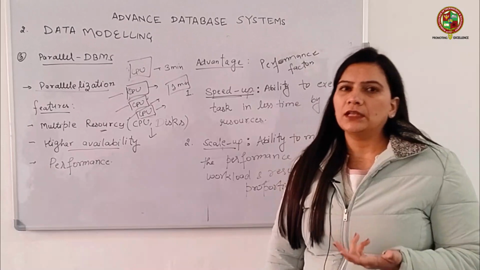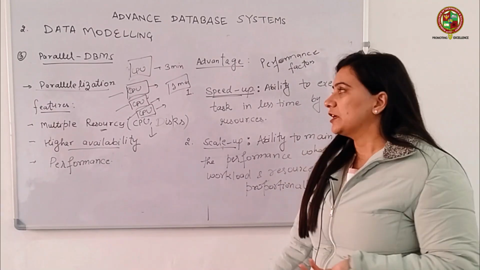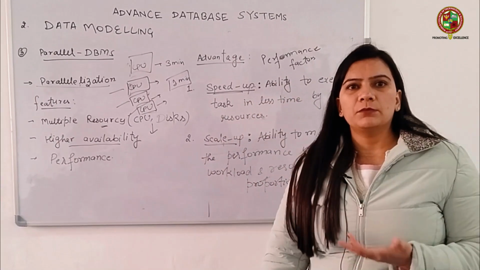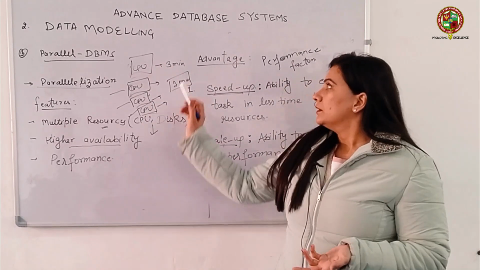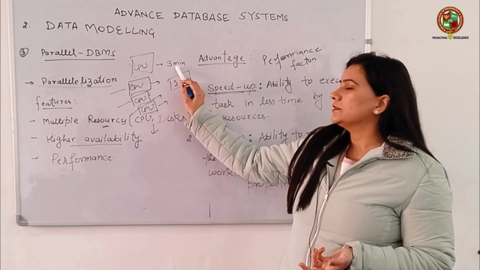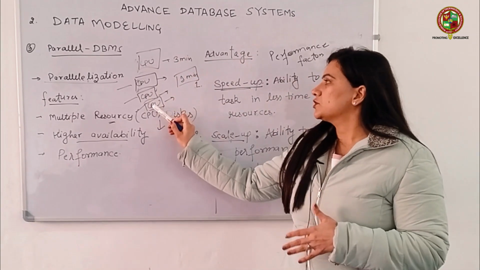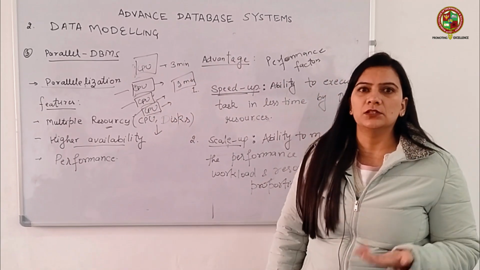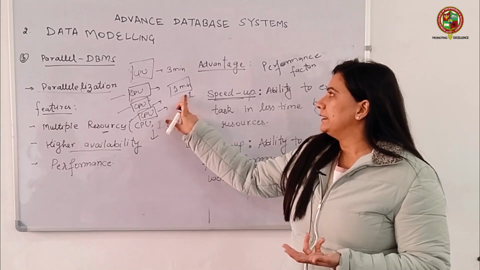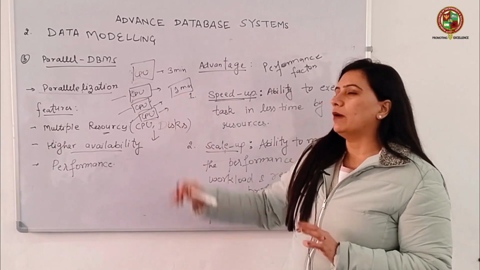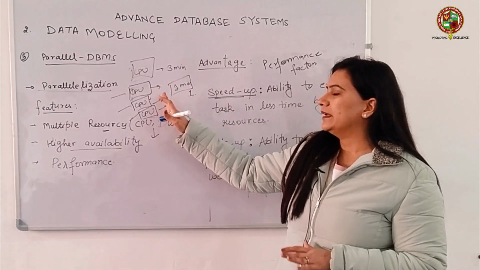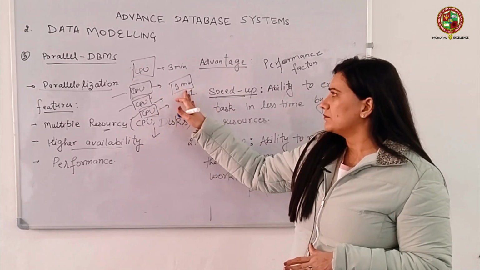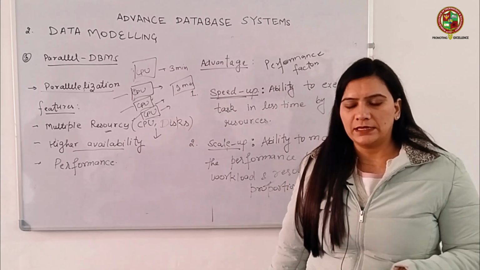How can we do that? We can perform that operation by increasing the number of resources, like we have done in this example. If we have one CPU, the total time taken by that CPU is 3 minutes, but if we increase the processors to 3 times, we get that query answered in 1 minute. So by increasing the resources, by increasing the CPU, we have decreased our response time.